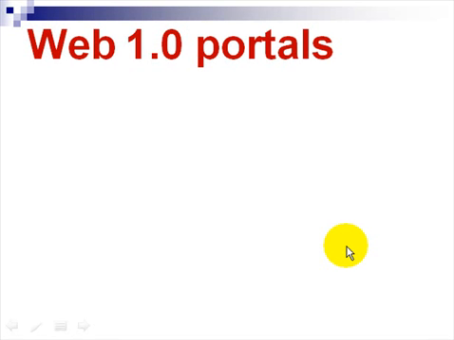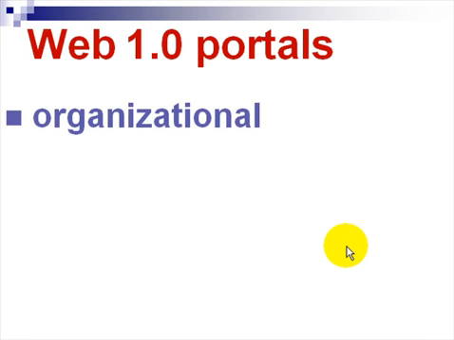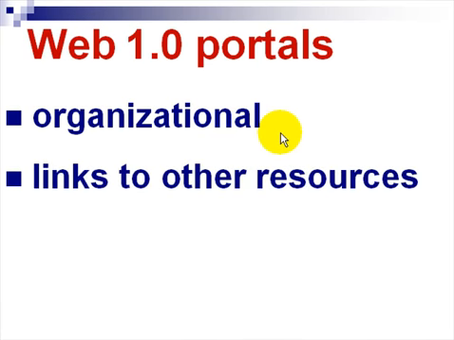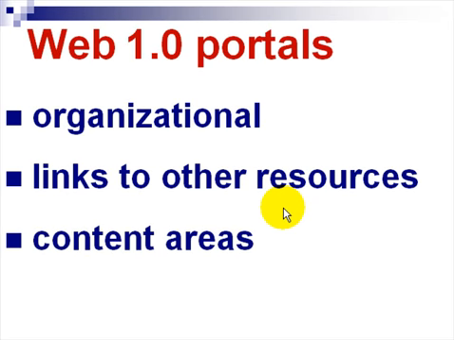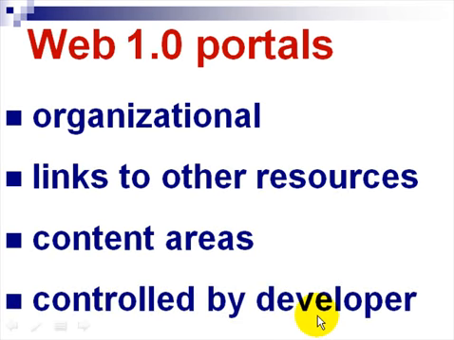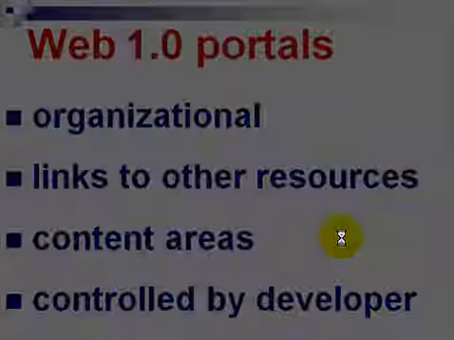We also, in the early beginning of this course, talked about portals back in Web 1.0, in that they were organizational means of structuring content, linking to other resources, linking to content areas. So we had these portals that were developed and controlled by the developer, that did possibly contain content areas that could connect to other websites. But here again, they were controlled by one person.